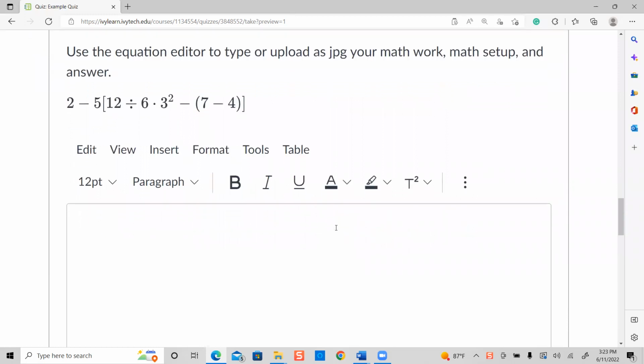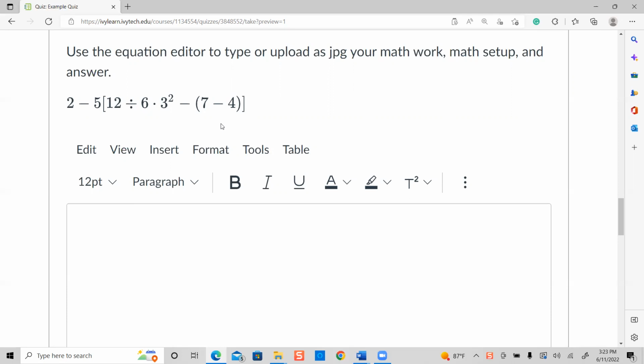And then the next one says use the equation editor to type or upload as a JPEG your math work, math setup, and answer. So math setup really means just that, the setup. So if you type this here, this equation that's given to you, that is a setup. If you are asked to solve for something that requires a formula, you're going to take that formula and put it in your work. However, you've got to plug in what goes in that formula. You can't just give me a formula and say, hey, that's good enough. You've got to tell me what goes in that formula because that shows that you know what goes in there, right? So that's part of the math setup.